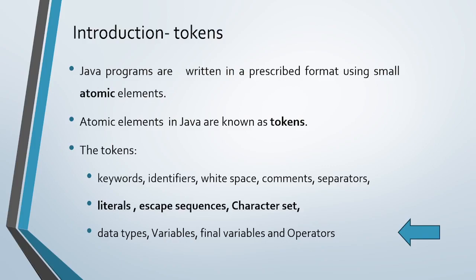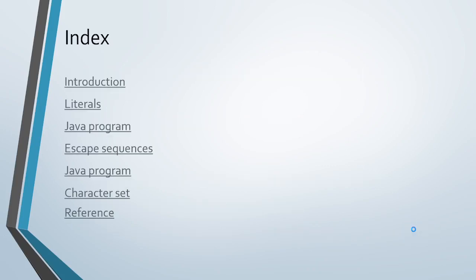Java programs are written in a prescribed format using small atomic elements, which we already know. Atomic elements in Java are known as tokens. In the previous video I discussed tokens: keywords, identifiers, whitespace, comments, and separators. In this video, I'll discuss literals, escape sequences, and character set. Then some more tokens are there: data types, variables, final variables, and operators.